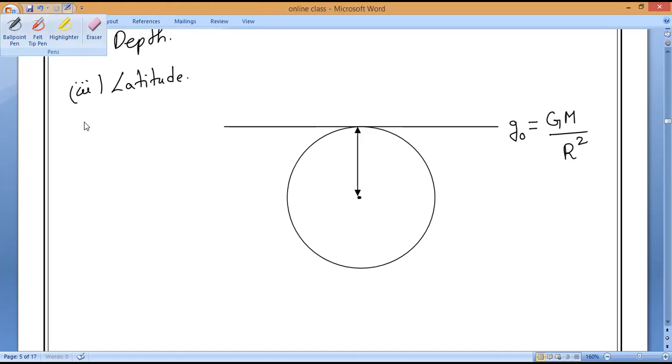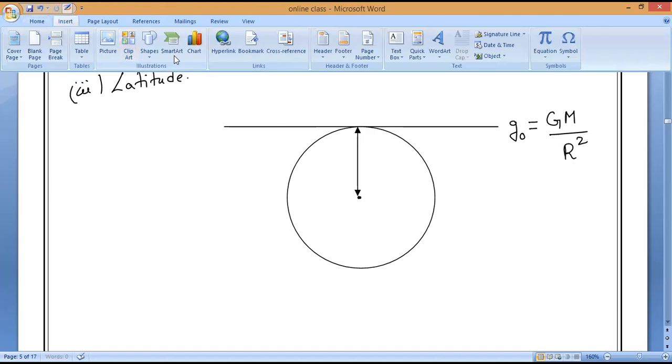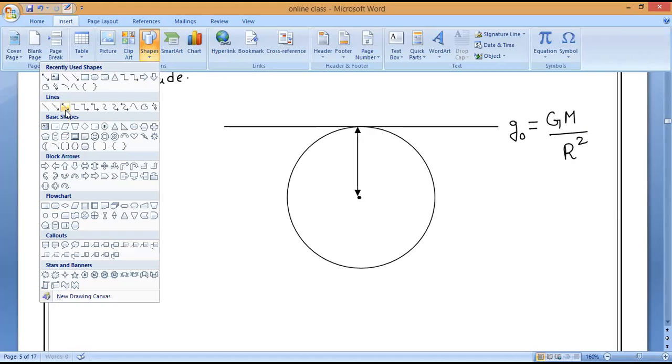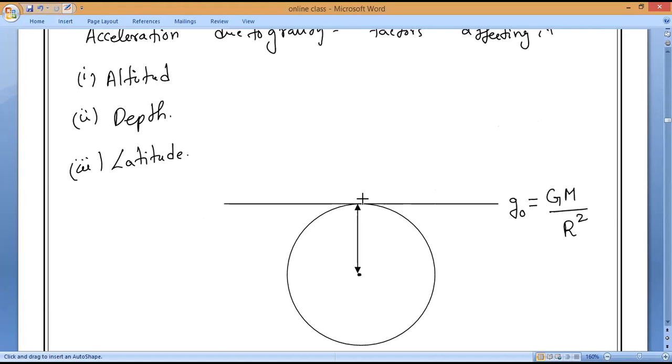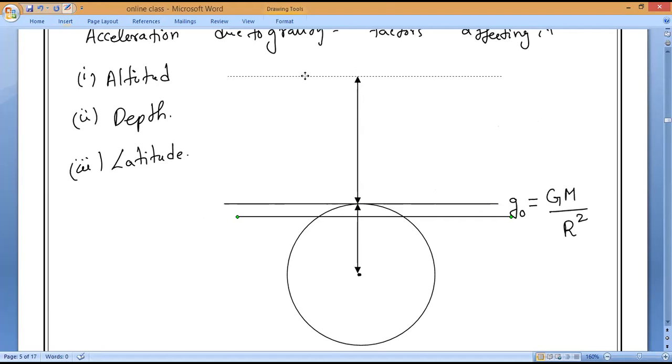Now if I go above the ground, does the g value decrease or increase? Now I travel to this height. Tell me, does the g value increase or decrease? Decreases. Yes. So if I keep on going above the ground, then my g value keeps on decreasing.